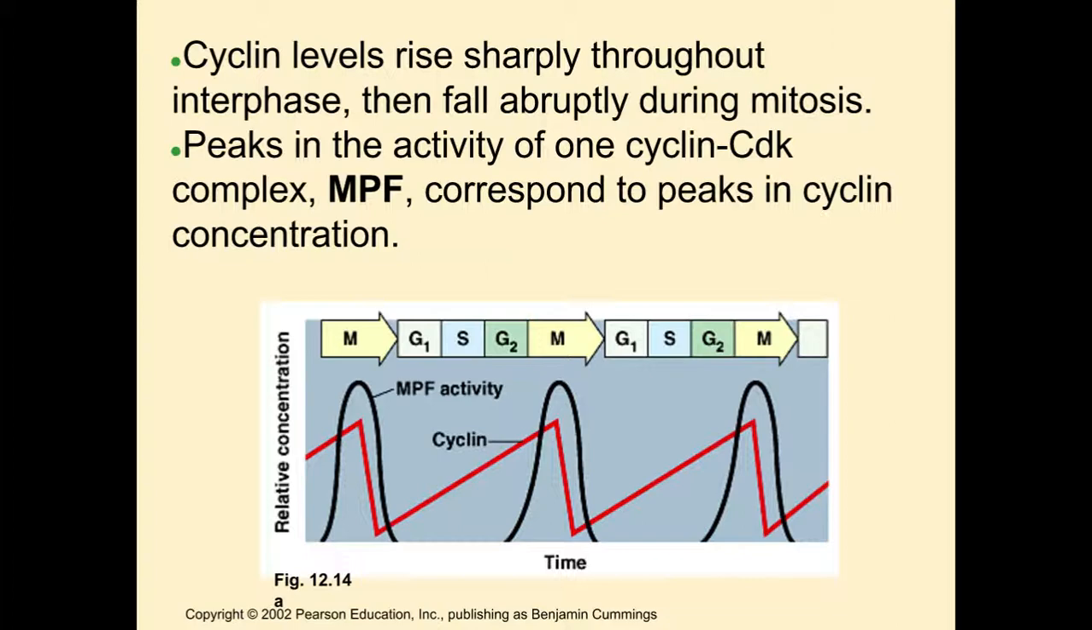Cyclin levels rise throughout interphase sharply and fall abruptly. Peaks in the activity of one cyclin complex correspond to peaks in cyclin. Cool. So basically what they're trying to say is the cyclin-CDK complex activity increases, and it's a specific one called MPF. Cyclin concentration goes up as well. You see? Increased activity, increased cyclin, then decrease, and then increase, and decrease.